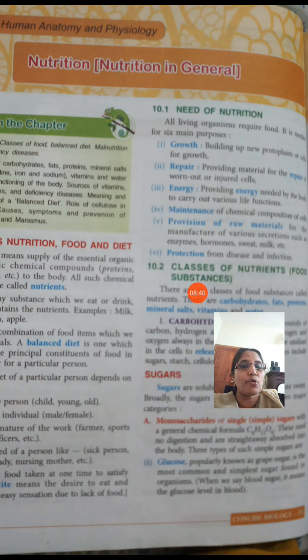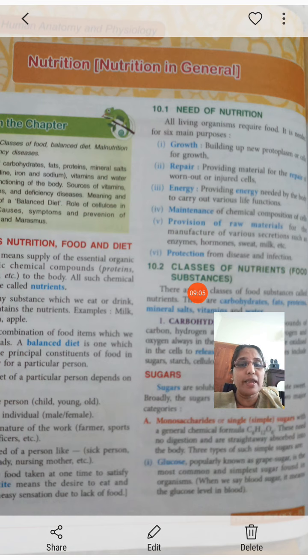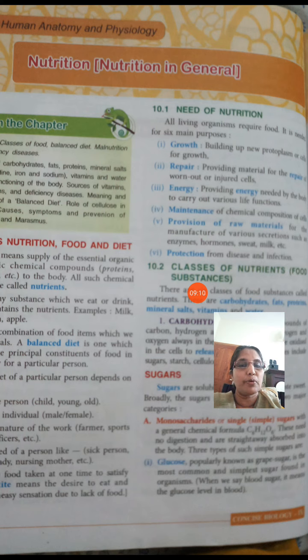The provision of raw materials for the manufacture of various secretions, enzymes, hormones, sweat, milk, these are all produced in the human body. In females, after childbirth, milk is produced. Sweat is produced every day when we feel hot. Then so many hormones are created for various purposes in the body. For all these things, the production, or our saliva or the tear gland, everything needs materials.